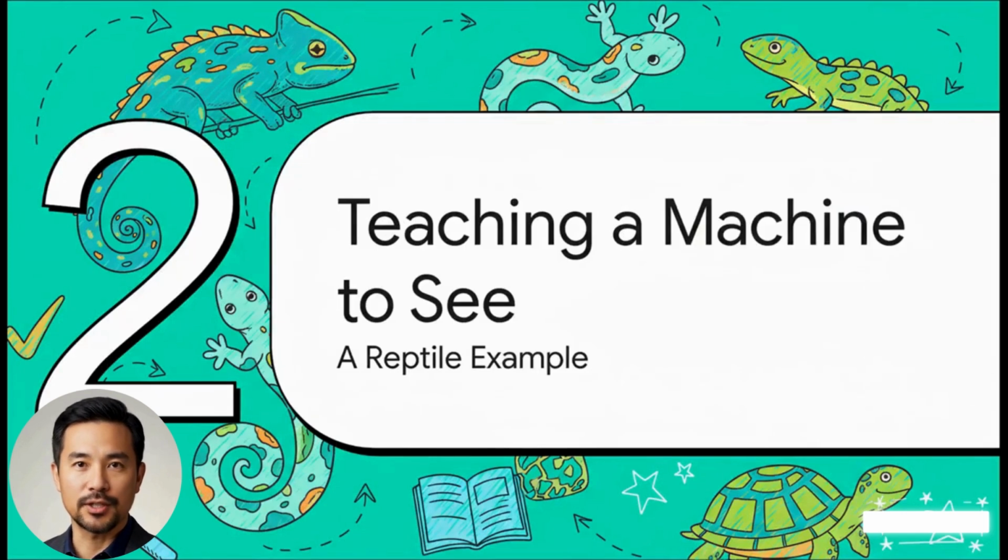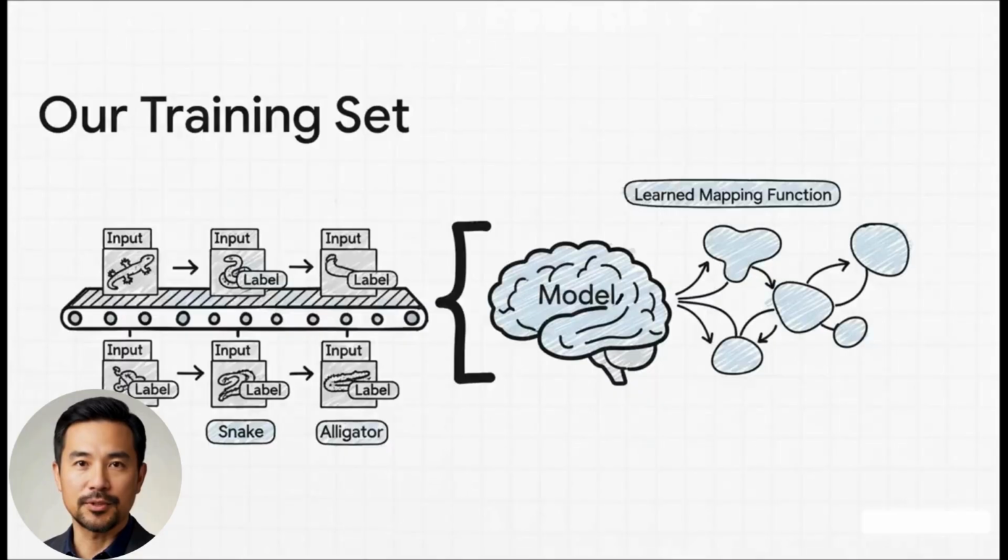Okay, so let's stick with our reptile example here and see how this actually works. We're going to use this method to teach a machine to become an expert at telling reptiles apart. So, our training data is just made up of these pairs. The input is the picture, and the label is the correct name. We pass both of these to the model, and its entire job, its only goal during training, is to figure out the connection between that specific picture and that specific name.